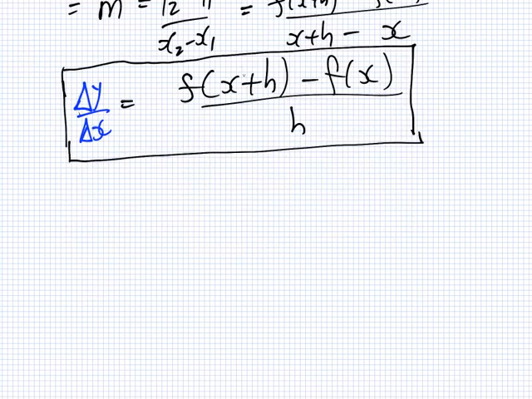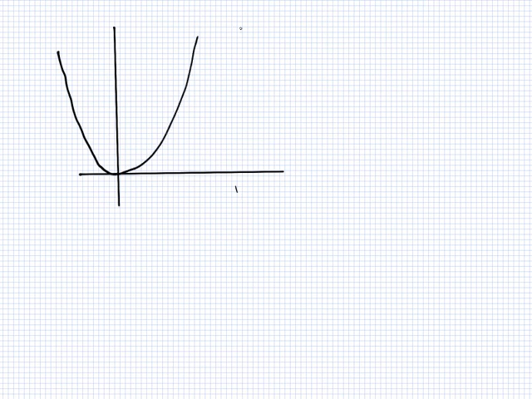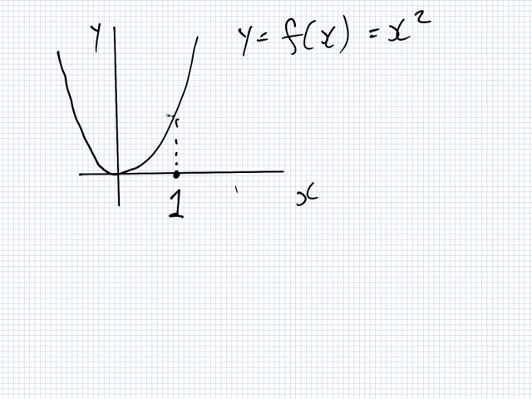Next, let's use this formula with an example. For example, let's take this quadratic, simply y equals f of x equals x squared. And let's take this point here, we'll say the point 1. So if it's 1 on the x, what's this value here? 1. Okay. Not that you really need to know that. Right, let's find the secant line here.